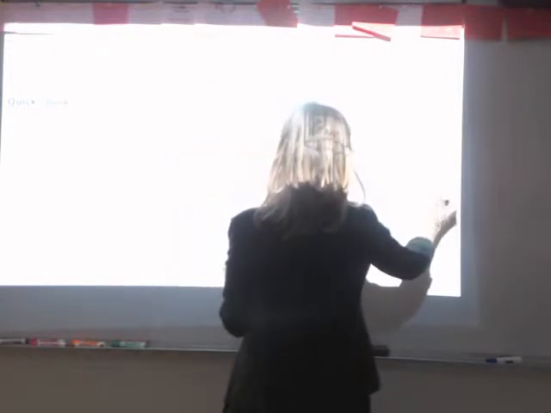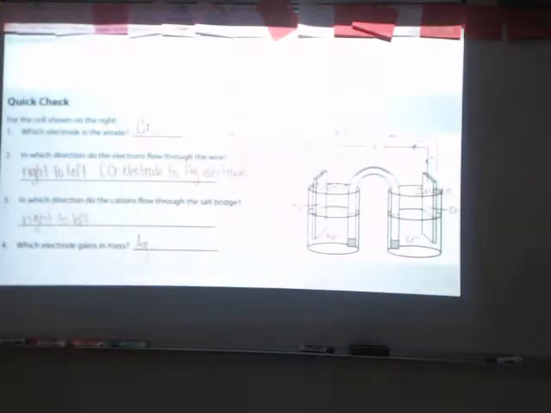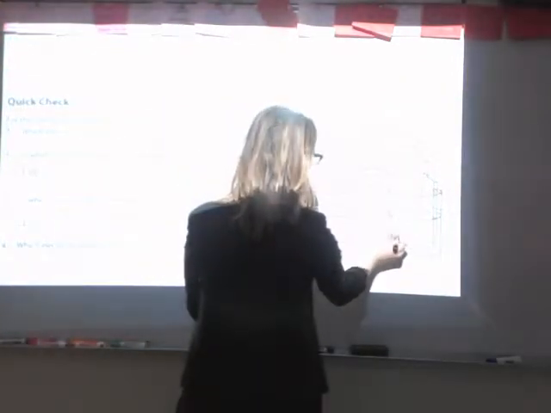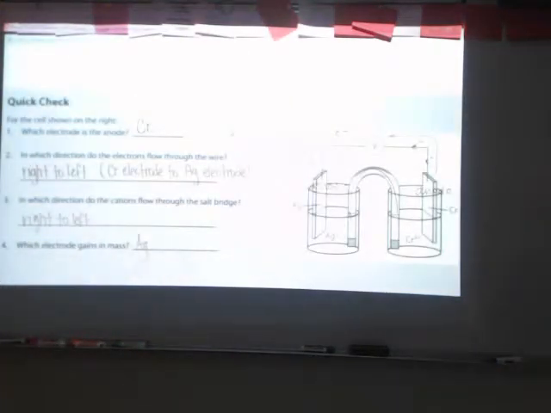Okay. So this is your anode, which means this has to be your cathode. So the electrons flow from right to left, from the chromium electrode to the silver electrode. In which direction do the cations flow through the salt bridge? Well, doesn't it say on a previous page that cations migrate towards the cathode? So within this salt bridge, your cations are going to migrate from right to left.